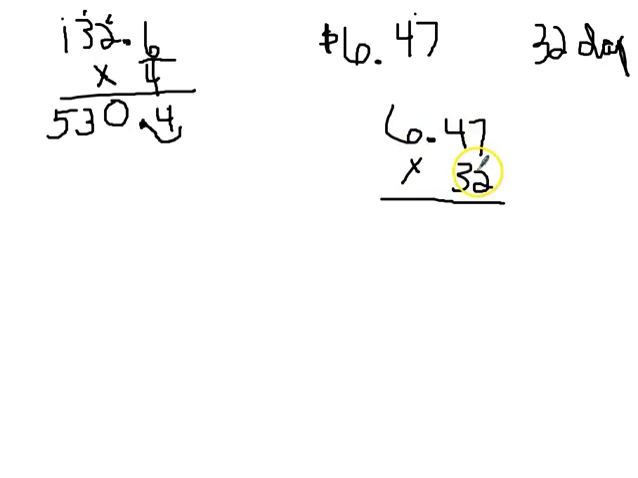So 7 times 2 is 14. 4, carry the 1. 4 times 2 is 8, plus 1 more is 9. 6 times 2 is 12. Okay, I've finished multiplying by the 2.